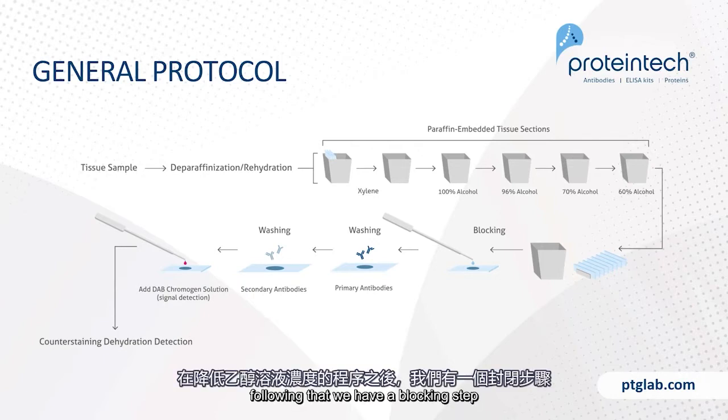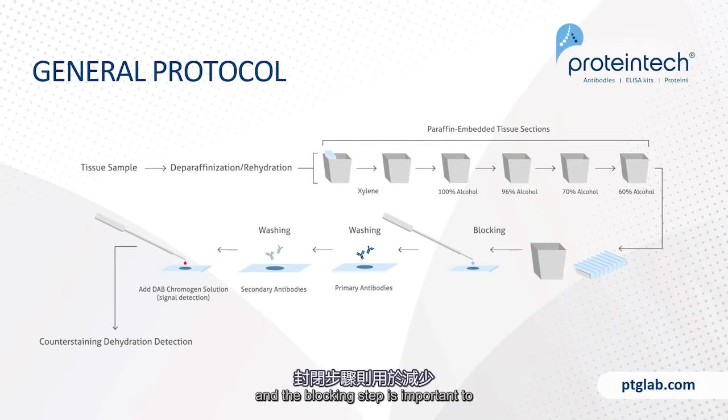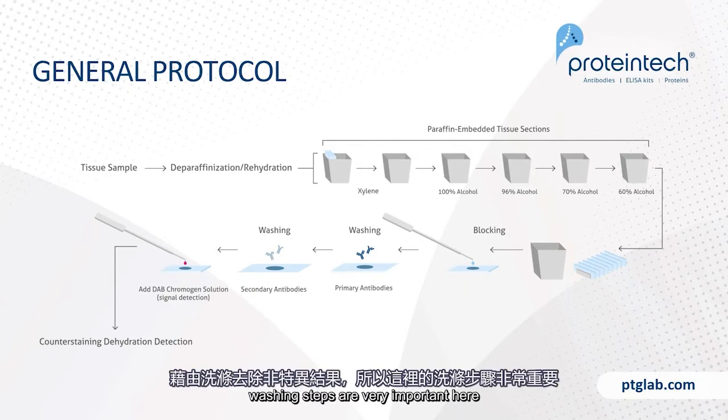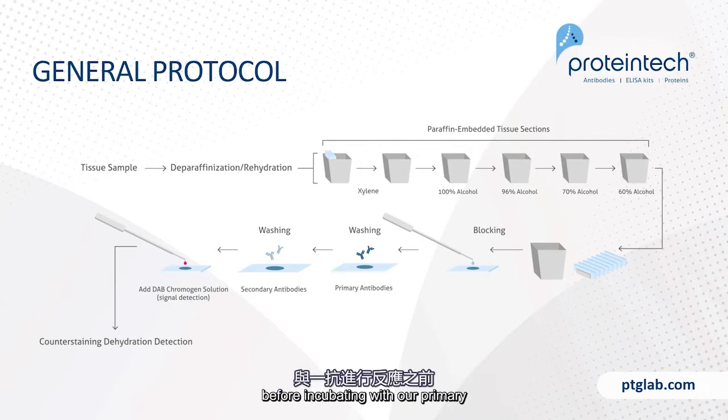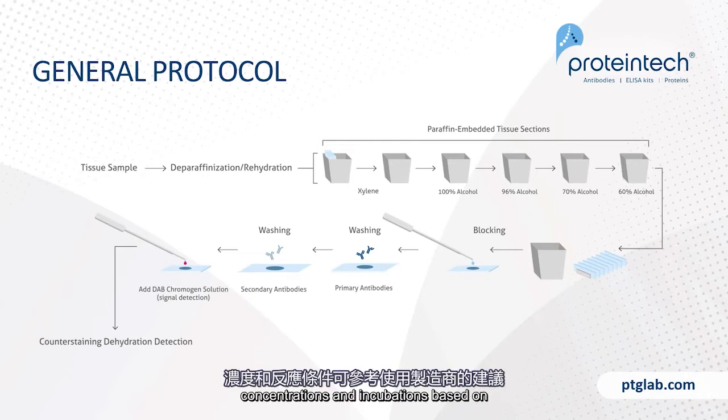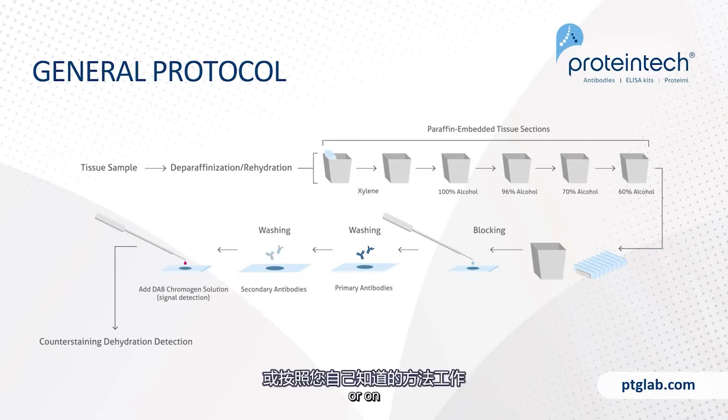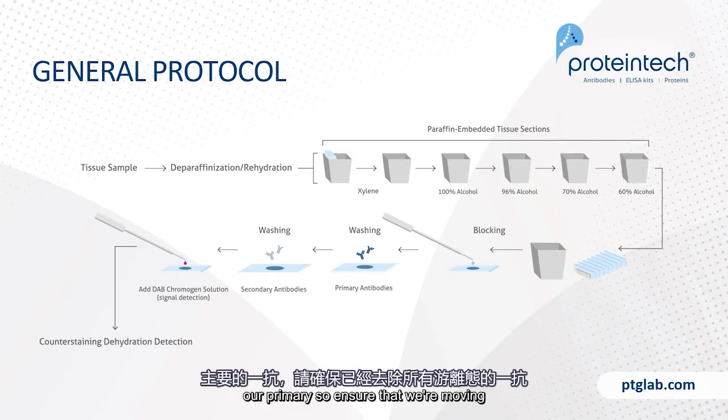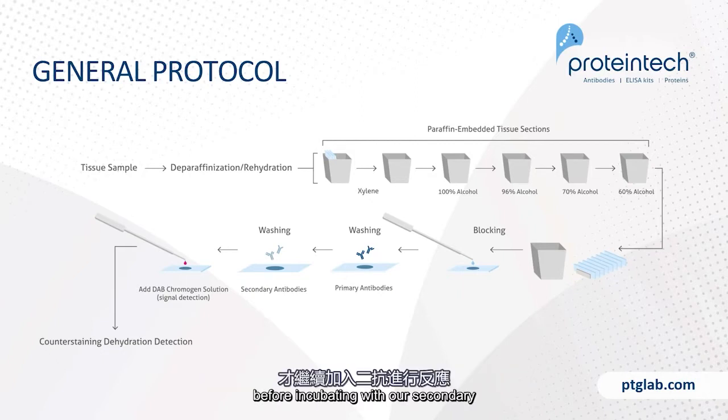Following that, we have a blocking step, and the blocking step is important to reduce any non-specific binding. And then we need to wash the blocking off, so washing steps are very important here before incubating with our primary antibodies. Concentrations and incubations are based on either what the manufacturer recommends or on your own protocol that you know works. And then following that, we need to wash off our primary, so ensure that we're removing any unbound primary antibody from the system before incubating with our secondary antibodies.